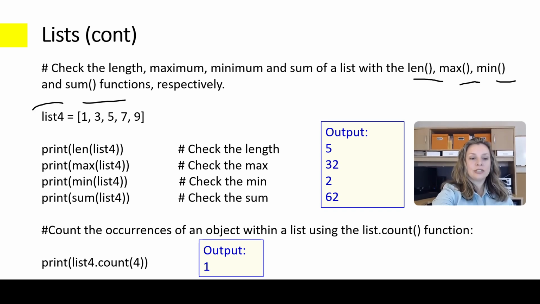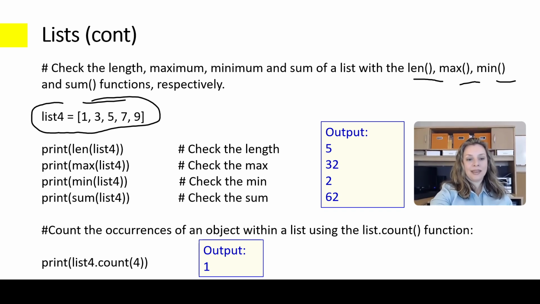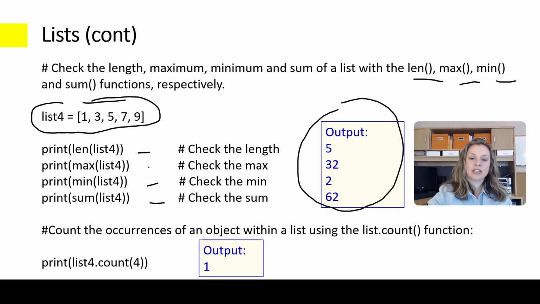So if we start with this really tiny list here, list 4, and we check the length, the max, the min, and the sum, you'll see that it outputs all those features. This could be pretty handy. Like, let's say you have 10,000 integers in your list. It makes it easy just to type in a few commands like this and start to see how your data set looks. You can also count the occurrences of an object within a list using this count function here.